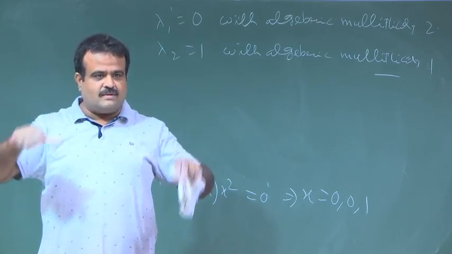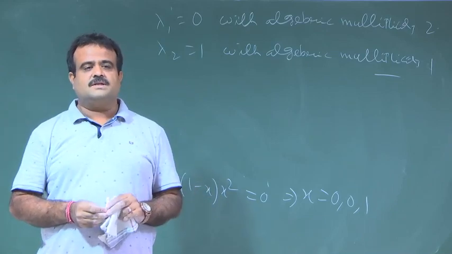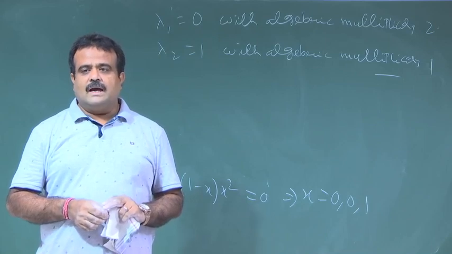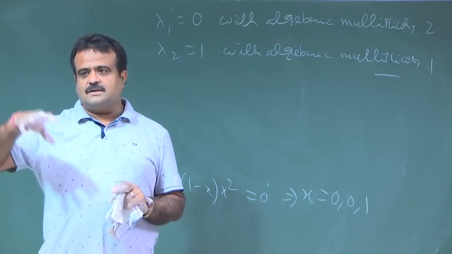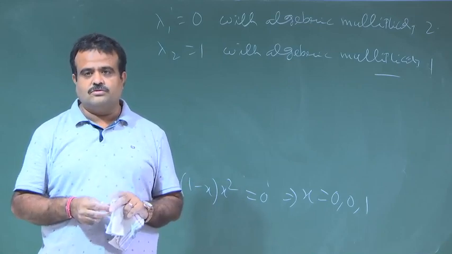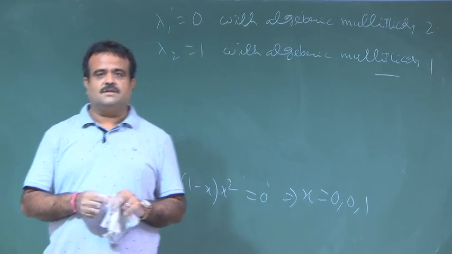So, we have two distinct eigenvalues 0 and 1. We will discuss the geometric multiplicity of these two eigenvalues, and for that we need to take the set of eigenvectors corresponding to each eigenvalue. That we will discuss in the next class.